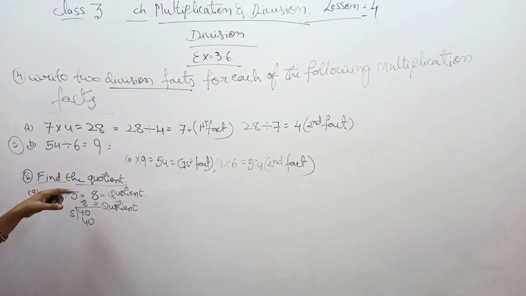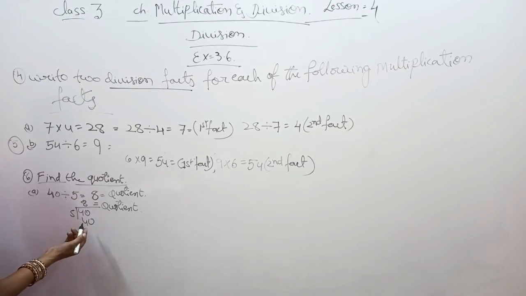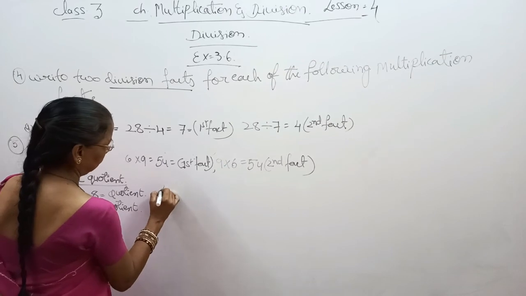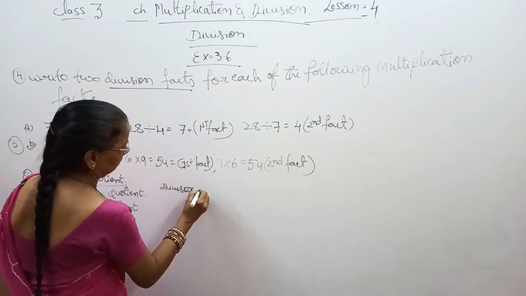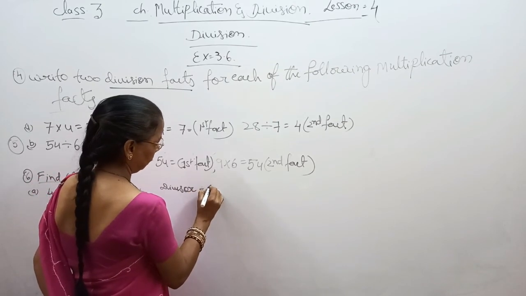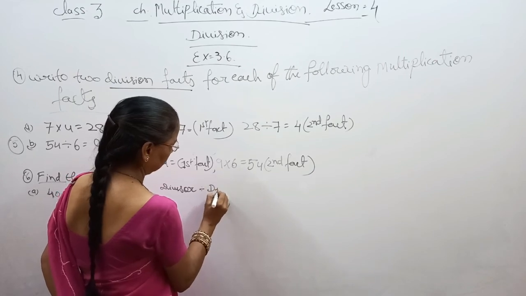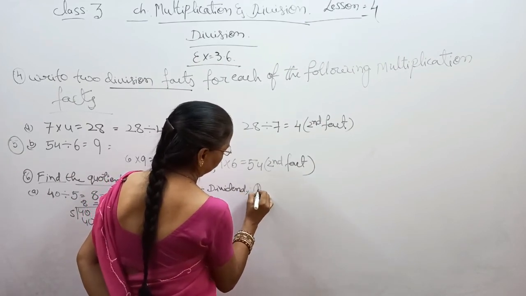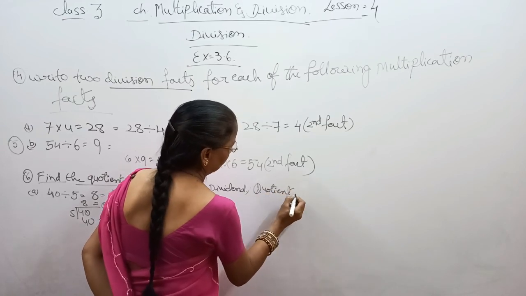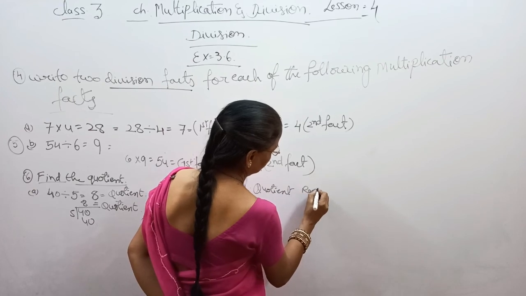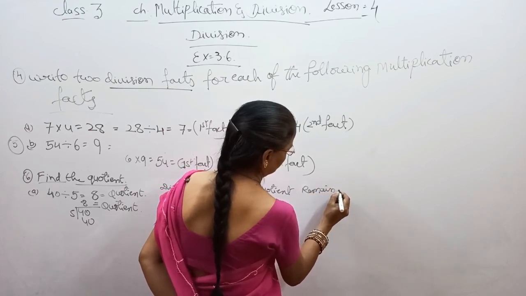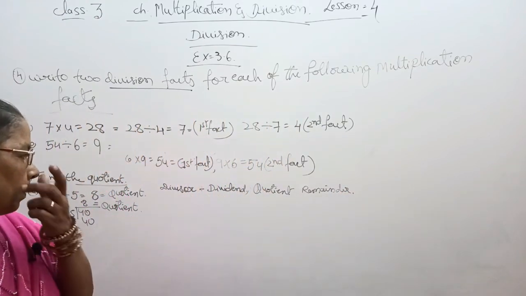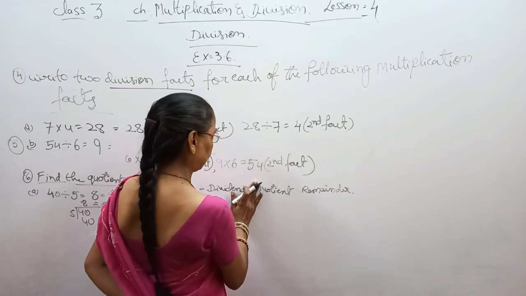Now the sixth question, find the quotient. Quotient means the answer that we get after dividing. And if something is left over, we call it the remainder. So here we have to know the divisor, dividend, quotient and remainder.